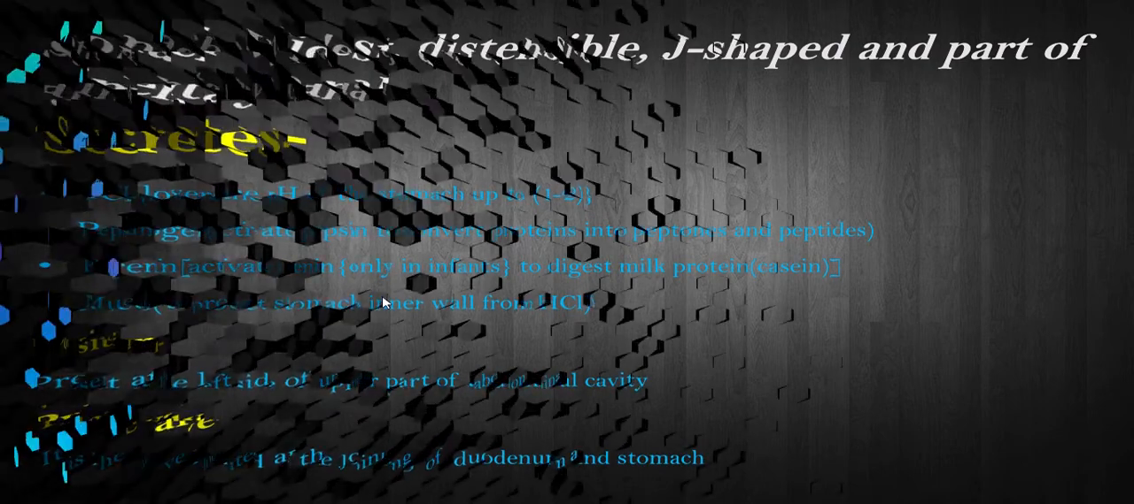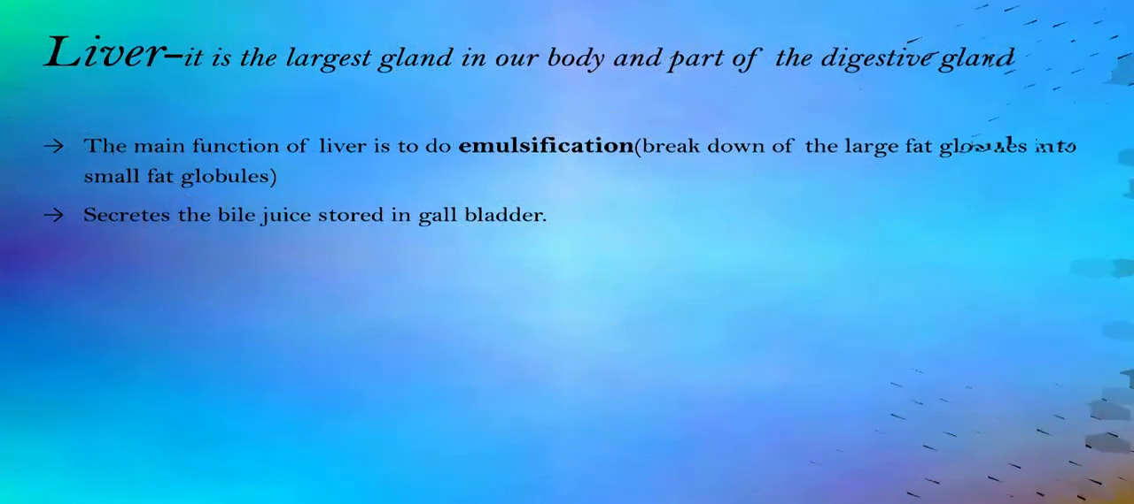We have done with the pyloric valve. Now we move towards the liver, because liver is after that only. It is the largest gland in our body, and it is a part of the digestive gland. Liver has a main function to do the emulsification, that is a breakdown of the large fat globules into small fat globules, and it secretes the bile juice, which is stored in the gallbladder.